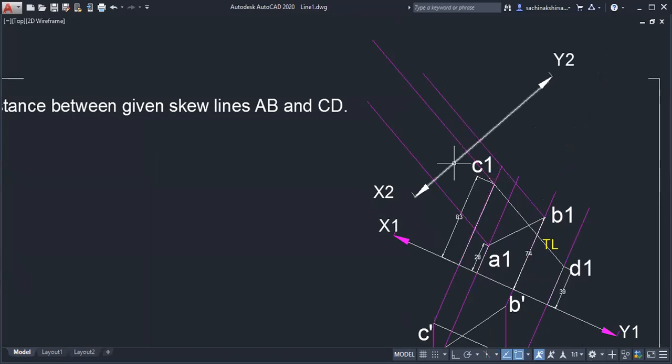Now I want to mark distances from which reference line? X1, Y1. I want to mark distances from which reference line?